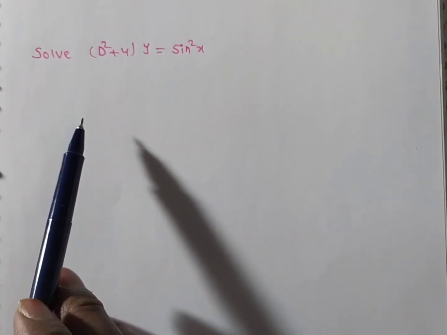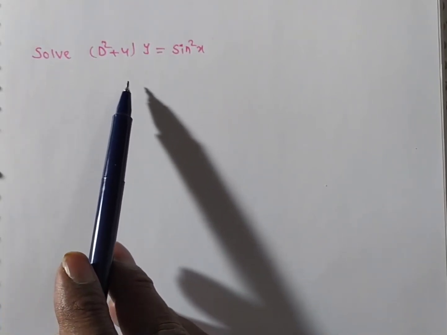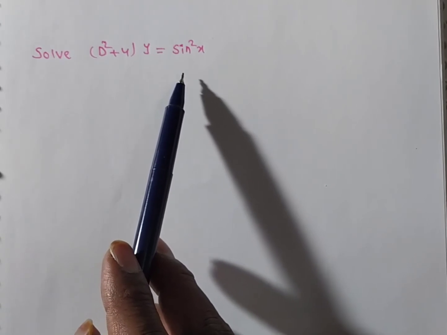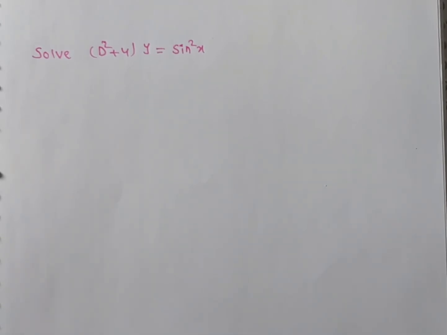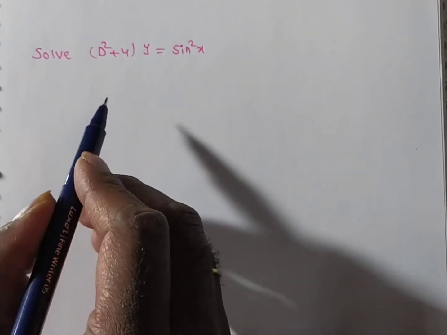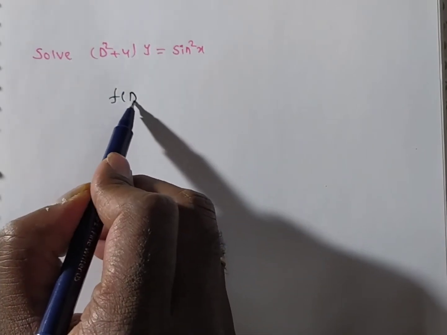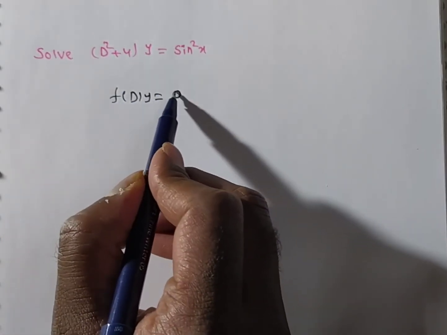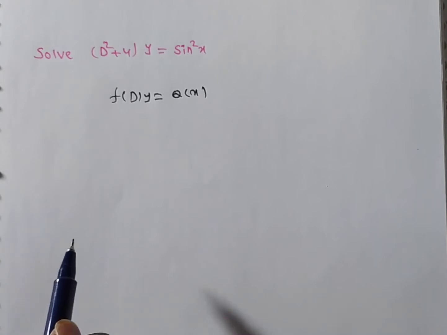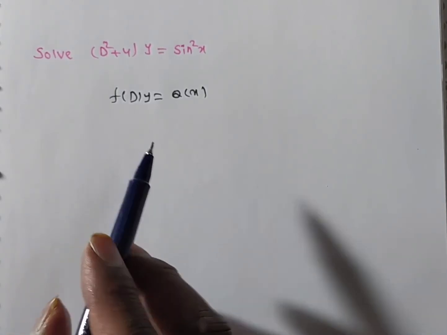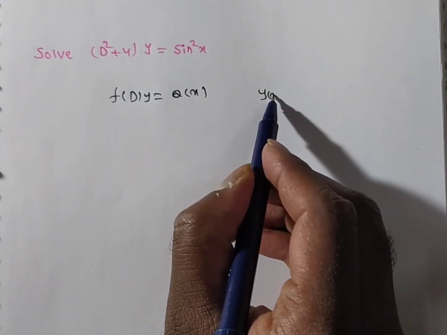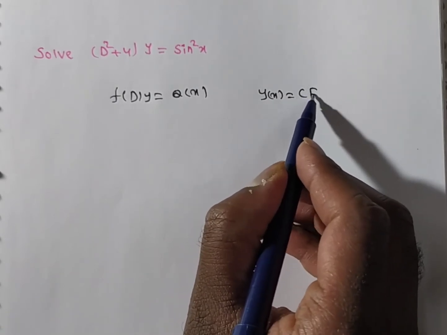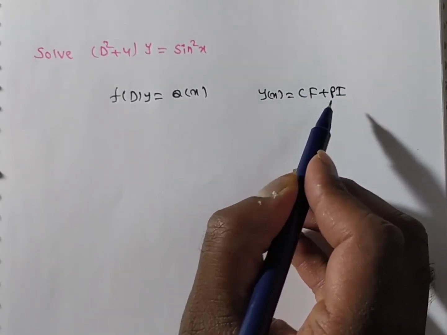The given problem is to solve (D² + 4)y = sin²x. Now you observe this is in the form f(D)y = Q(x). So what is the general solution for this? We have y(x) equal to complementary function plus particular integral.